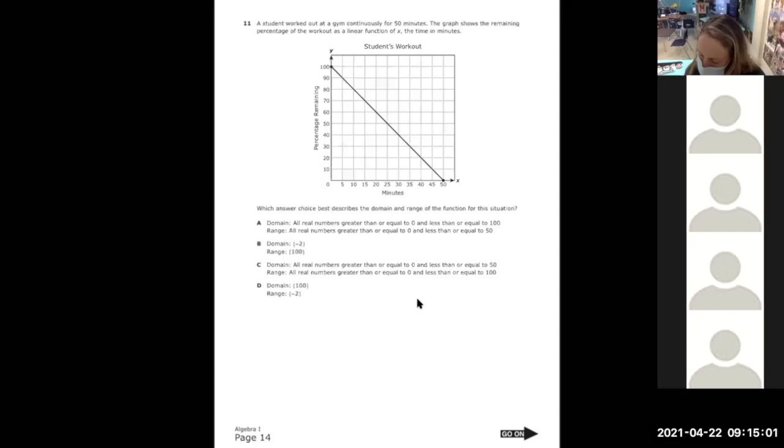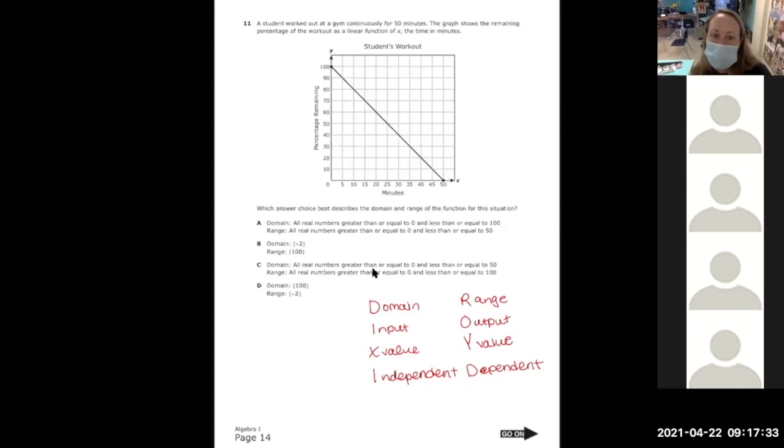All right, number 11 says a student worked out at a gym continuously for 50 minutes. The graph shows the remaining percentage of the workout as a linear function of x, the time in minutes. Which answer choice best describes the domain and range for the function in this situation? You've got 2 minutes starting now. All right, so let's go over this.